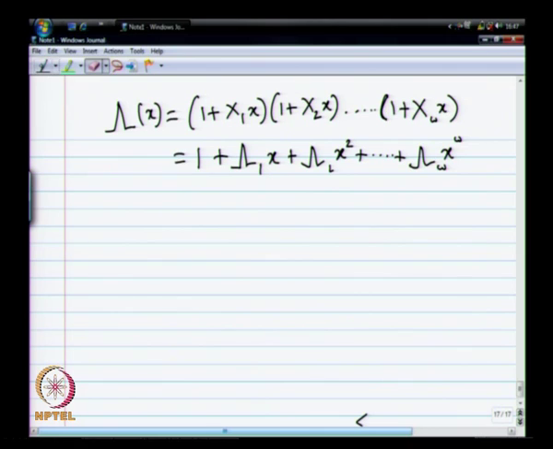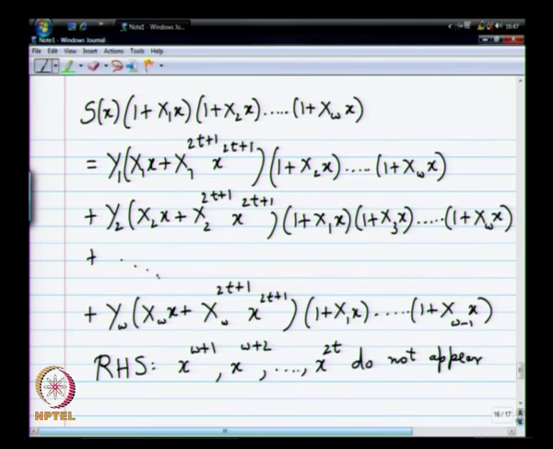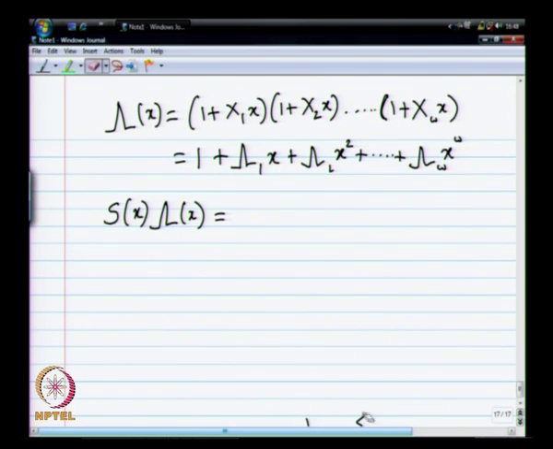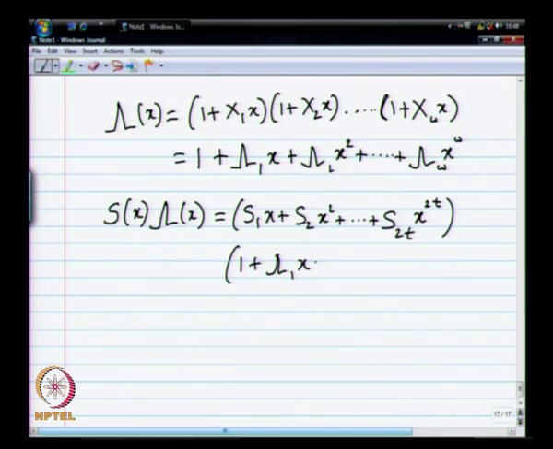Okay. Now what do I know? S of x, if I multiply by lambda of x, what is going to happen? When I multiply S of x by lambda of x, a lot of things will happen, but what cannot happen on the right hand side? I cannot have any coefficient with powers w plus 1 to 2t. So this will give you some polynomial, okay, but it will be such that, okay, what is this polynomial? If you write it down, it is s1 x plus s2 x squared plus so on till s2t x power 2t, times 1 plus lambda 1 x plus lambda 2 x squared so on till lambda w x power w, okay.